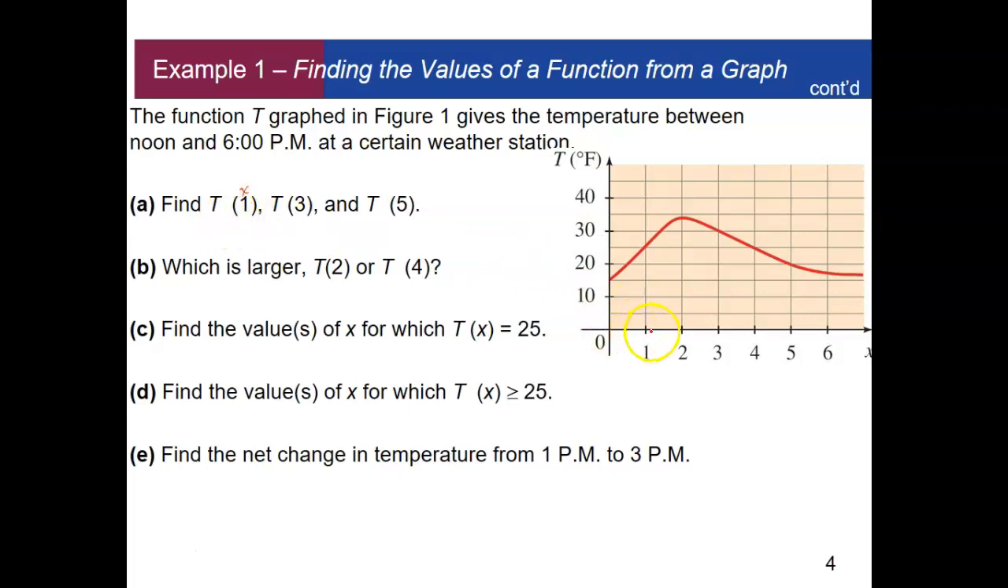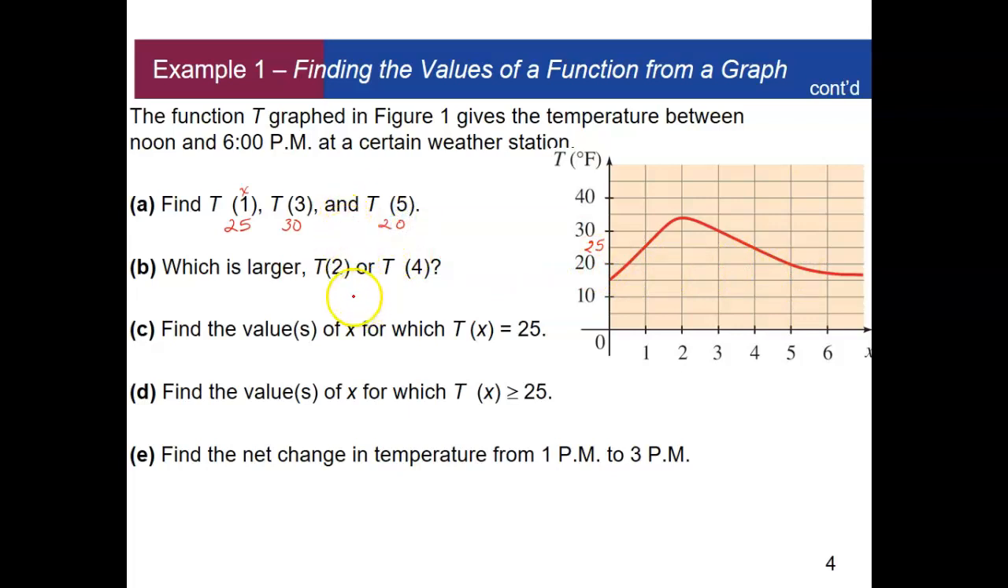So if I put 1 in, I'm going to go up and read off my graph, and that looks like it's going to be 25. T of 3, I'm going to go over, and that's going to be 30. And T of 5, if I go up and over, looks like it's going to be 20.